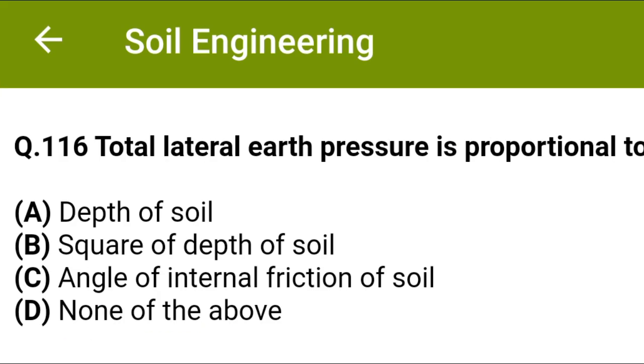Total lateral earth pressure is proportional to option A, depth of soil, option B, square of depth of soil, option C, angle of internal friction of soil, option D, none of the above. The correct answer is option B, square of depth of soil.